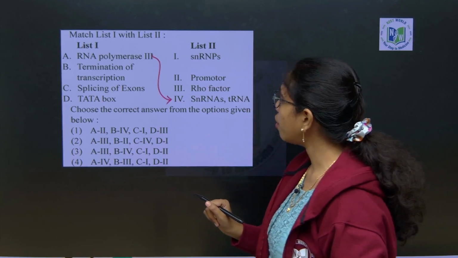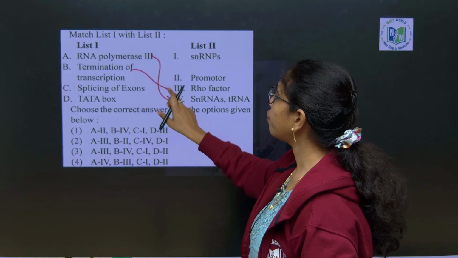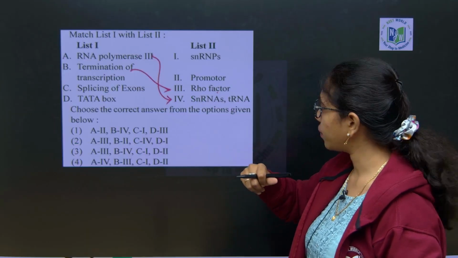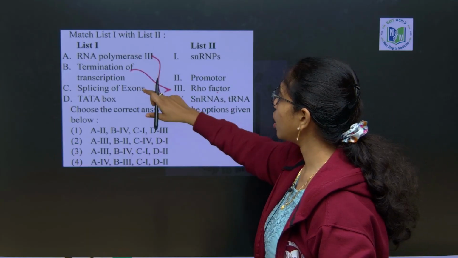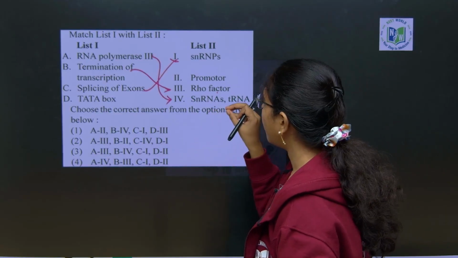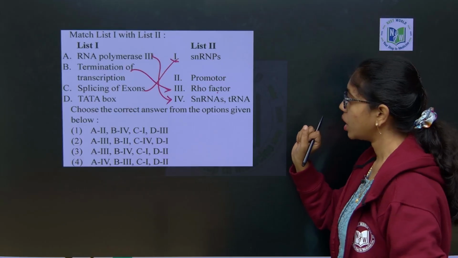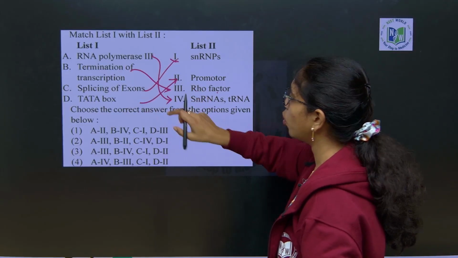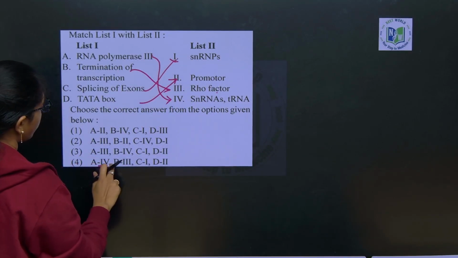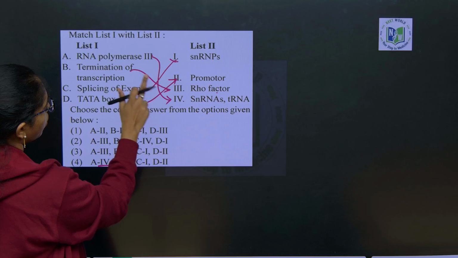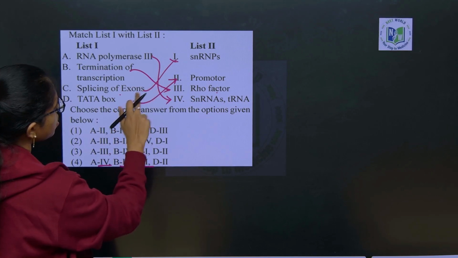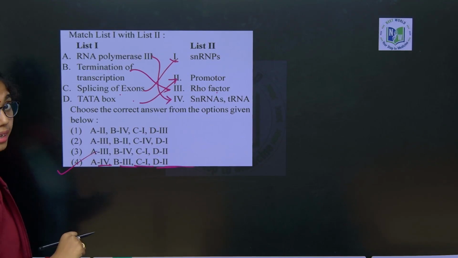Next, termination of transcription is done by Rho factor. RNA polymerase along with Rho factor will initiate the termination process in transcription. Splicing of exons in eukaryotes is done by SNRPs. Next, the TATA box is at the promoter region. So here what is the right answer? A is 4, B is 3, C is 1 and D is 2. So option 4 is the correct answer.